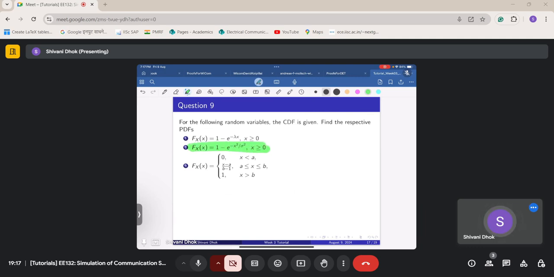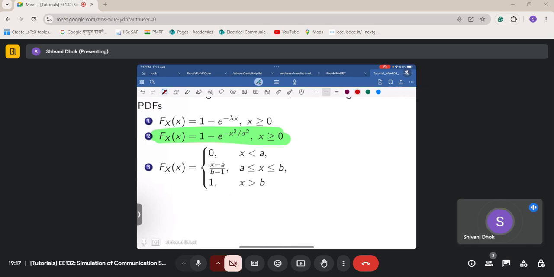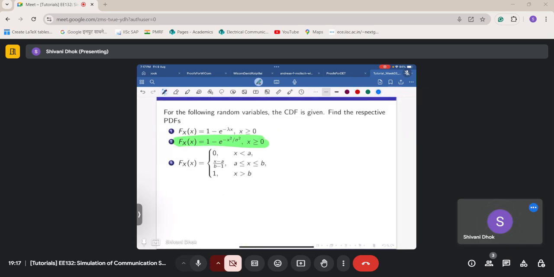So the next part is: the CDF FX(x) is 1 minus e power minus x square by sigma square for x greater than or equal to 0. This is also an important distribution. This is known as the Rayleigh distribution, or Rayleigh random variable.